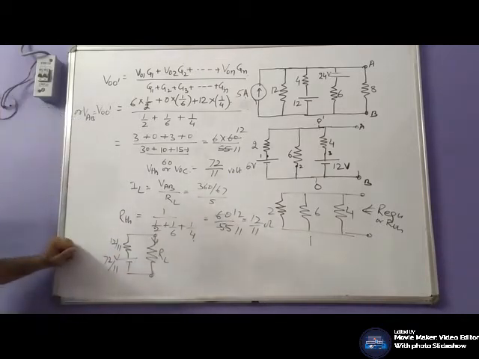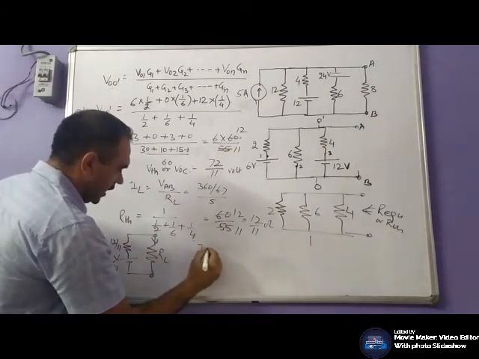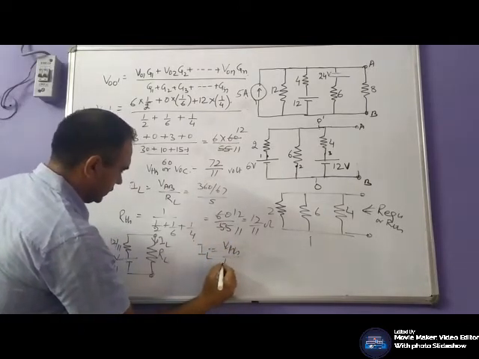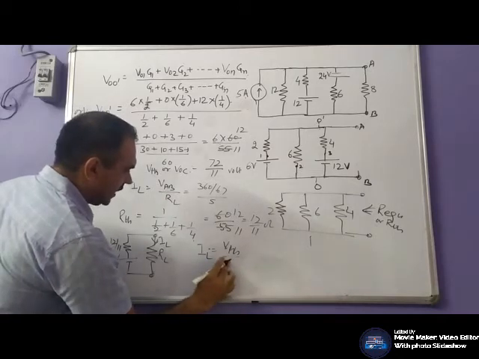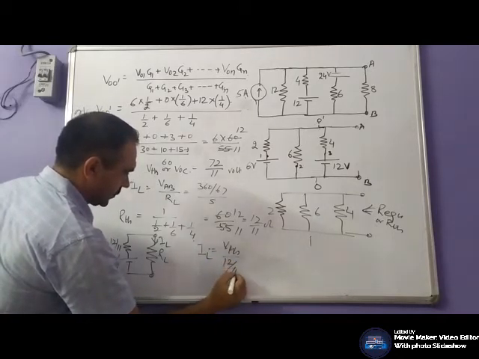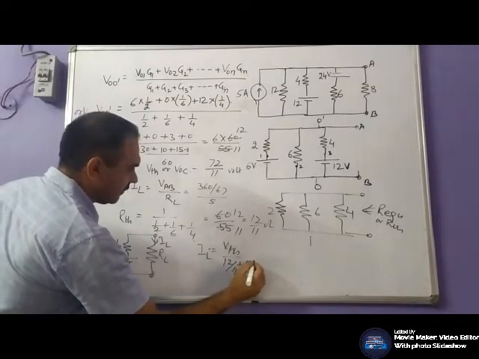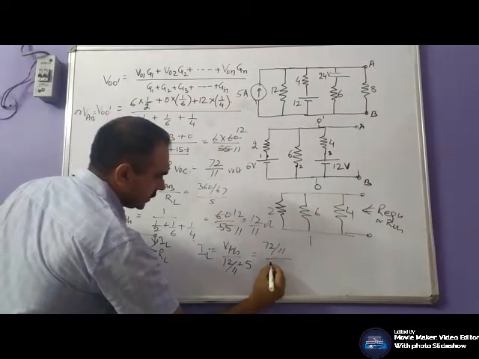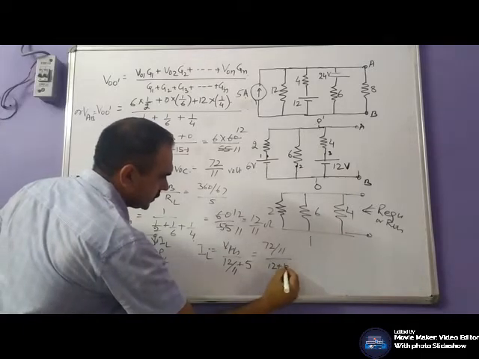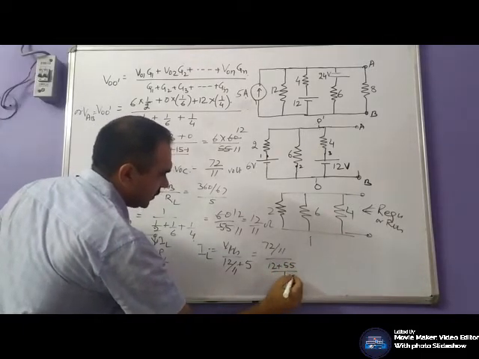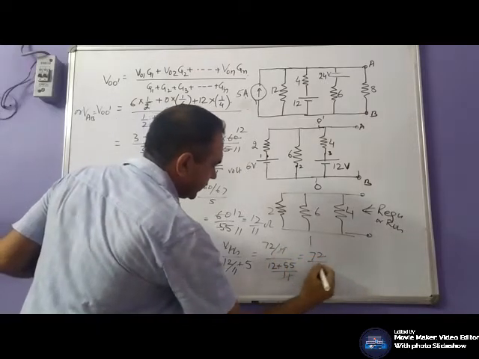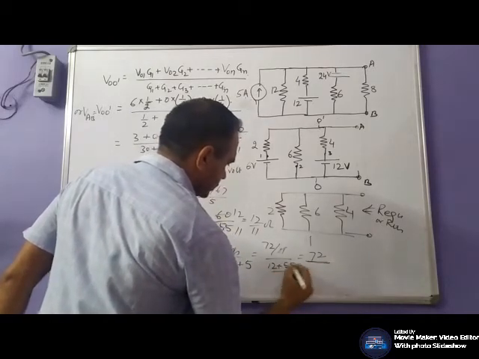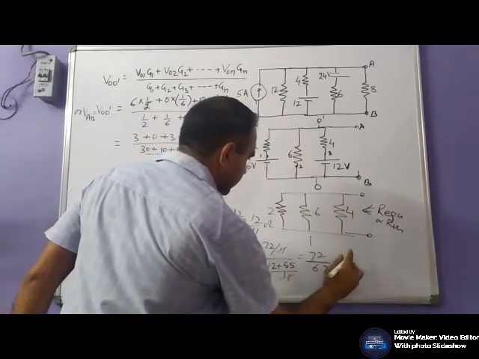So what would be the current? IL would be VTH divided by (12 by 11) plus RL, which was 5. 72 by 11 divided by 12 plus 55 by 11. So it would be 72 by 67 ampere.